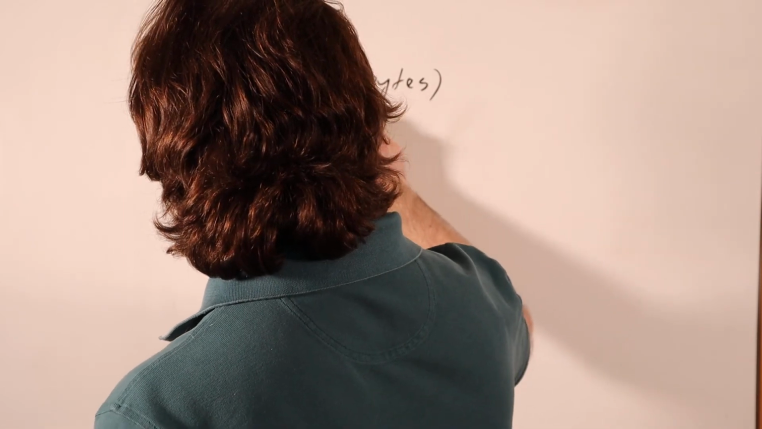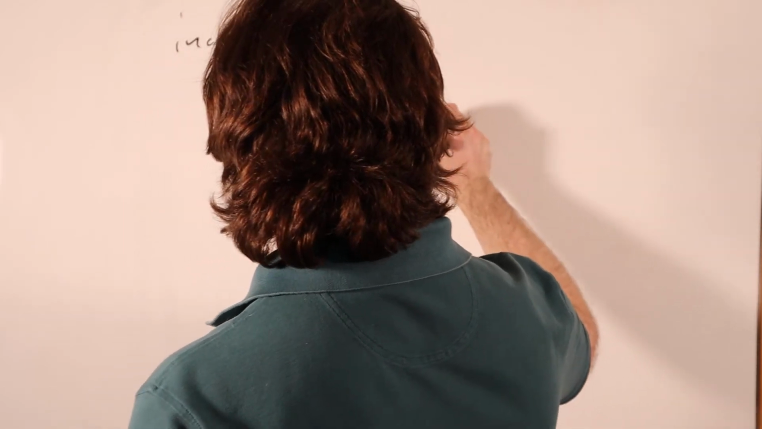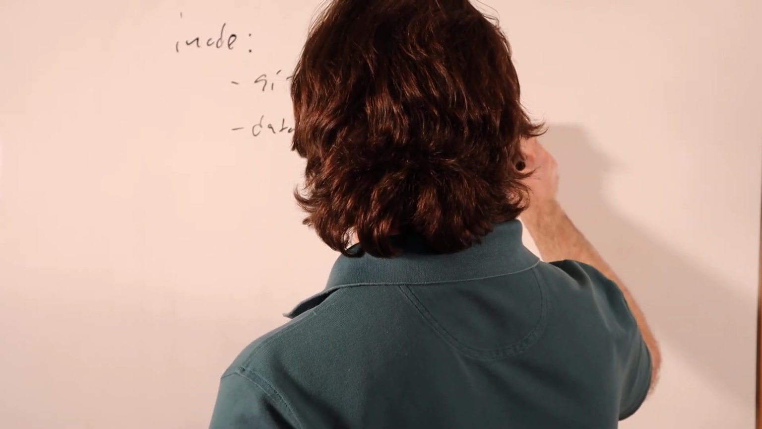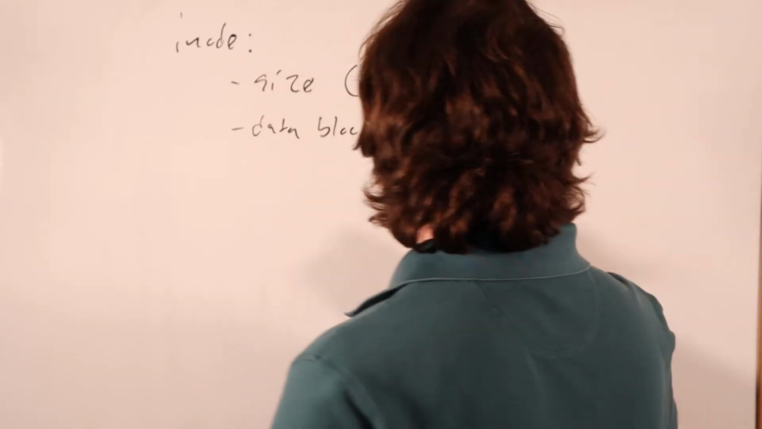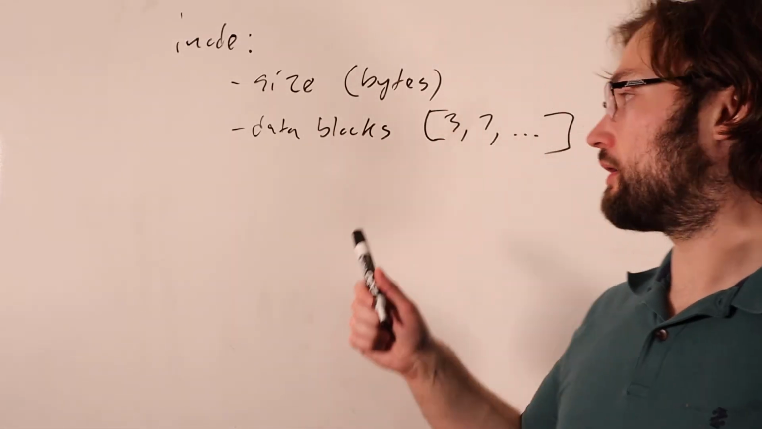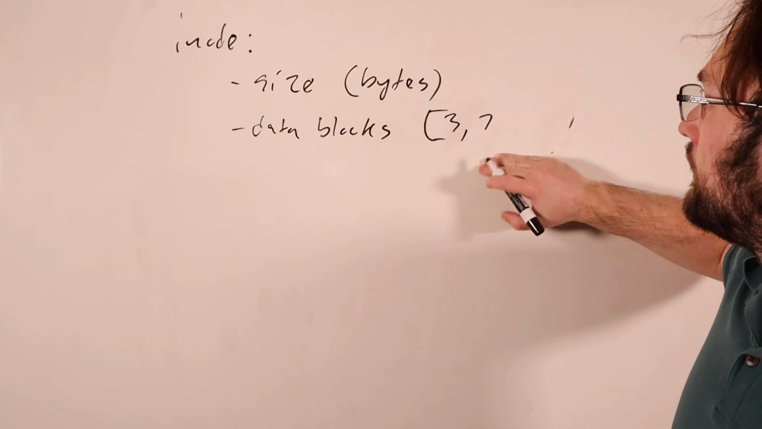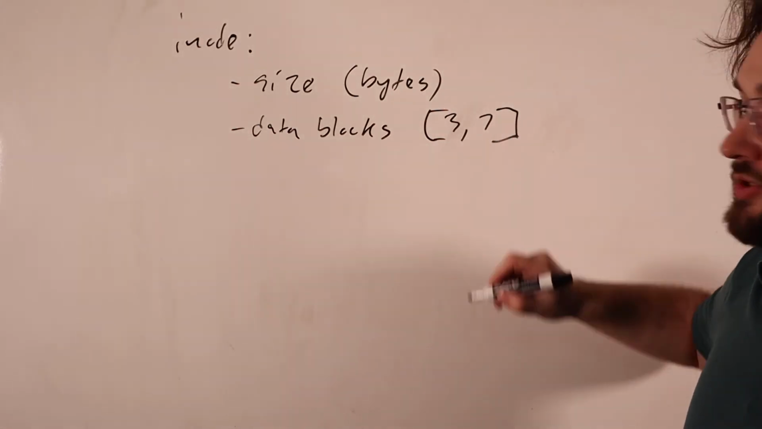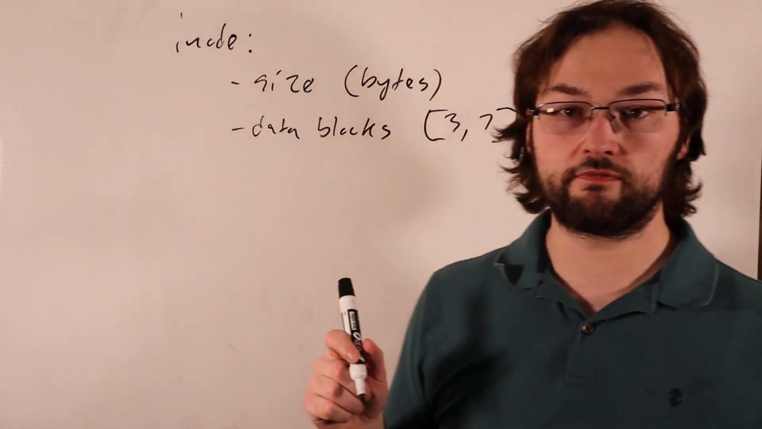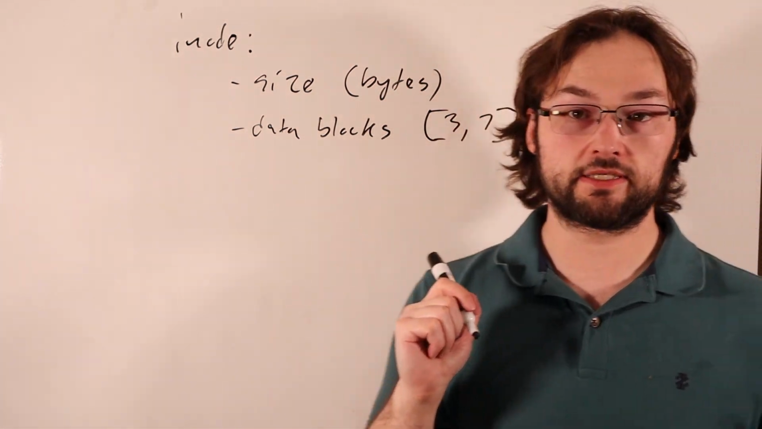We're going to have our data blocks, and this is logically a list. And this is in order, so if our data blocks are 3, 7, then that means that the file has 2 data blocks, and data block 3 comes first, data block 7 is going to come second.